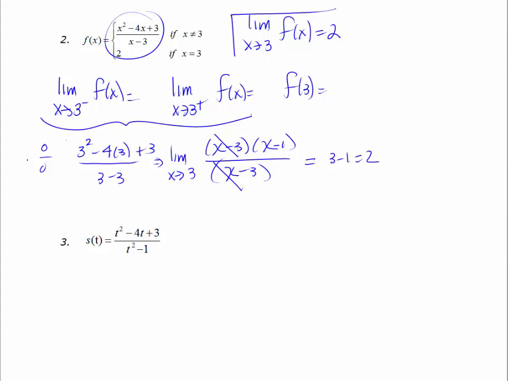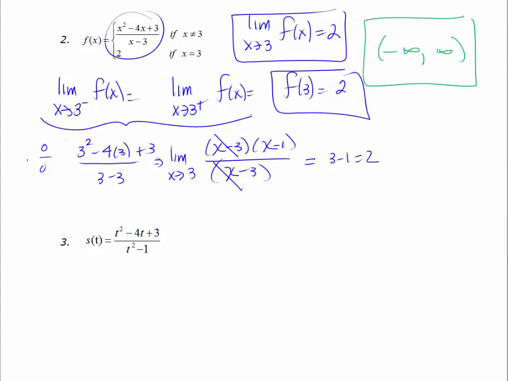So we've got the limit is equal to 2, and f of 3 is equal to 2. Right? So if the limit exists and the function value exists and they're equal to each other, then we are continuous at that point. So we know we're continuous everywhere. F of 2 is continuous everywhere. The x squared minus 4x plus 3 over x minus 3 is continuous everywhere but x equals 3. And then when we test x equals 3, we have continuity there also. The interval of continuity is from negative infinity to positive infinity.